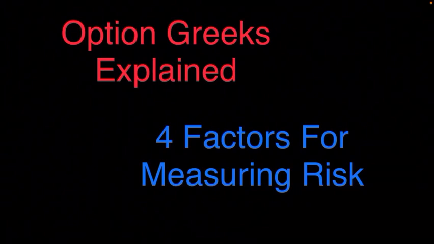Vega. Vega is the measurement of an option's price sensitivity to changes in the volatility of the underlying assets. Vega represents the amount that an option contract's price changes in reaction to a 1% change in the implied volatility of the underlying asset.